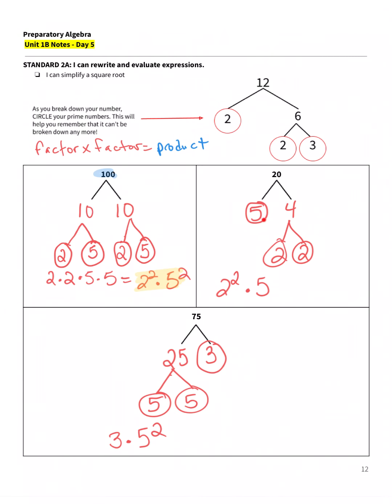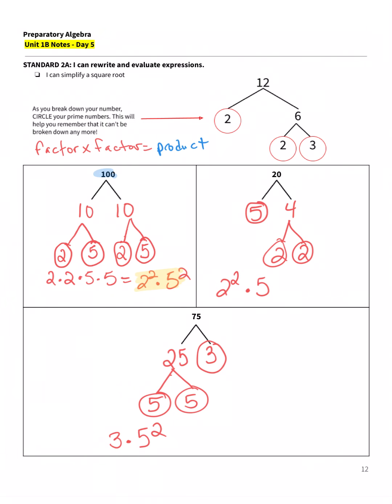5 is a prime number, so I circle it. 4 is not, so I continue with its branch. Two factors of 4 are 2 times 2 equals 4. 2 and 2 are prime numbers, so I circle them. Now I can see that every branch has a circle or a prime number on the end, so I'm done. And my prime factorization is I have 2 times 2, 2 squared, times 5.